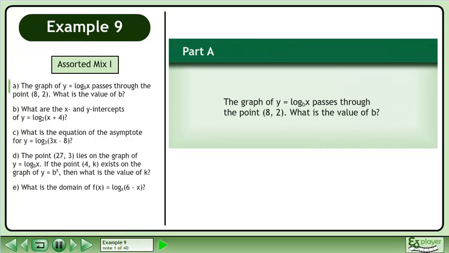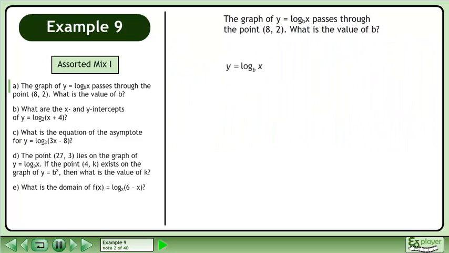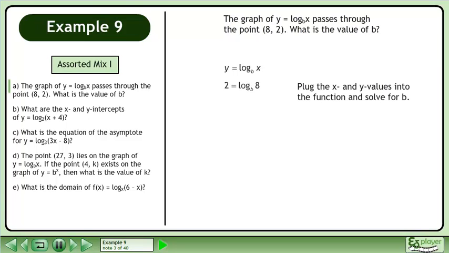In this example, we will solve an assorted mix of questions. In part A, the graph of y equals the base b logarithm of x passes through the point 8, 2. What is the value of b? Begin with y equals the base b logarithm of x. Plug the x and y values into the function and solve for b.